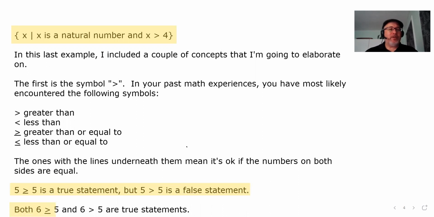However, both 6 is greater than or equal to 5 and 6 is greater than 5 are true statements. The first one is true because 6 is greater than 5. In the greater than or equal to and the less than or equal to inequalities, only one of those has to be true for the entire statement to be true. So if I say something is greater than or equal to, it means exactly that. It's either greater than it or it's equal to it.